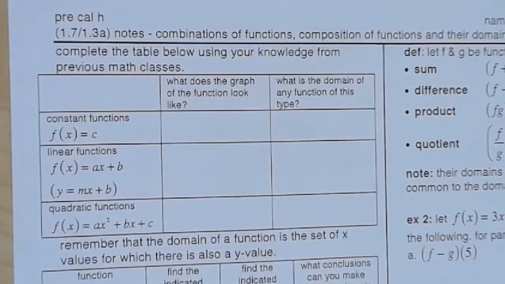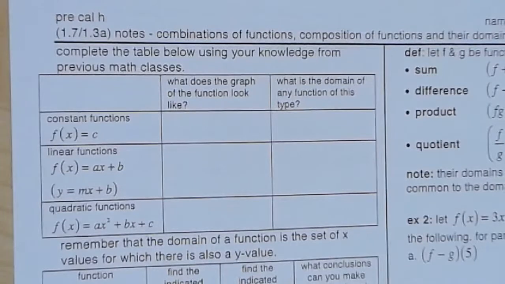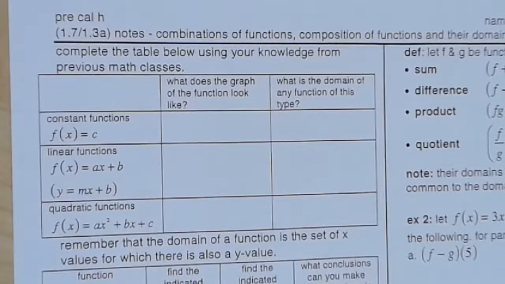Today we're going to be dealing with combinations of functions, compositions of functions, and their domains and the difference quotient. We're going to start out with just using your previous math class knowledge. Just kind of go, what is a constant function, a linear function, and quadratic?